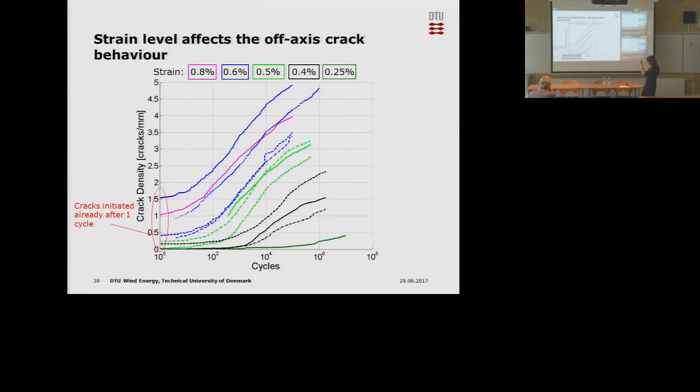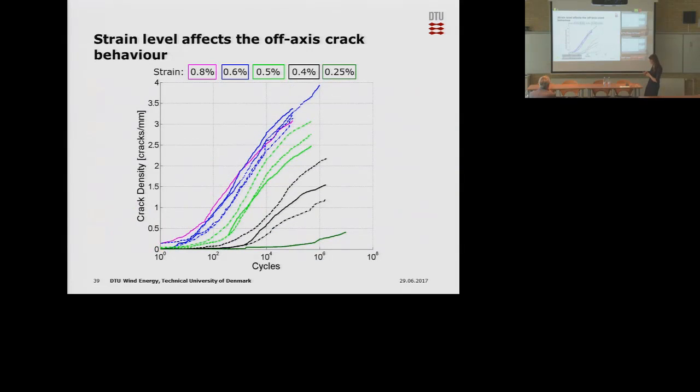But now if you subtract this initial crack density from all the curves, then they look like this. So they collapse quite well on top of each other actually, which is also, I think, quite interesting. But what is also clear is that the off-axis crack growth is delayed at lower strains. That would be expected, I suppose.